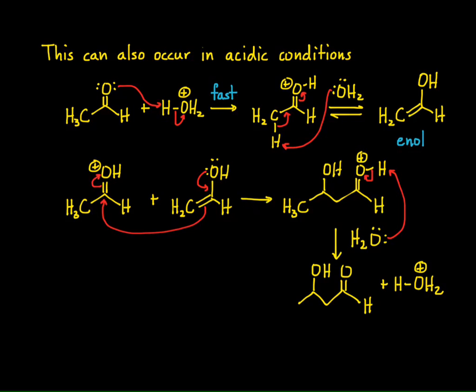All right, now what happens next? How do we get to the alpha-beta unsaturated aldehyde? Well, notice we have two oxygens here. We have an alcohol oxygen and we have a carbonyl oxygen.